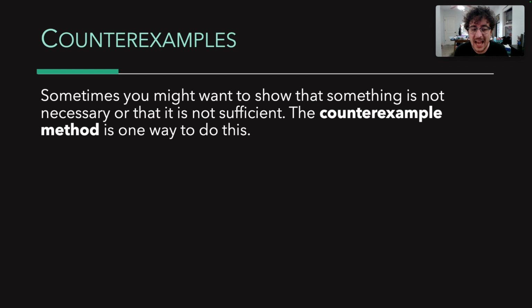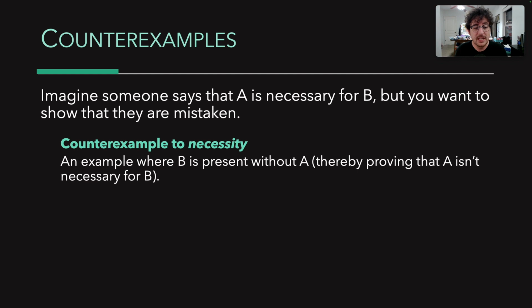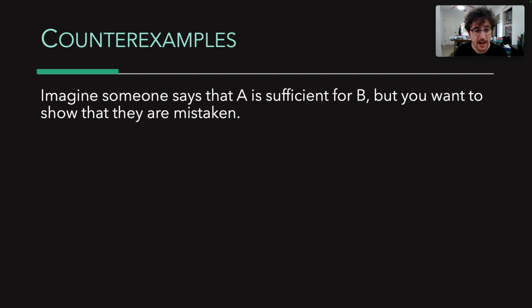And a counterexample method is one way to do this. Imagine someone says that A is necessary for B, but you want to show that they're wrong. You want to show that this isn't actually necessary. What you would need to do is give an example where you have B without A. You thereby show that A isn't necessary for B. On the other side, imagine someone says that A is sufficient for B, but you want to show that they are mistaken.